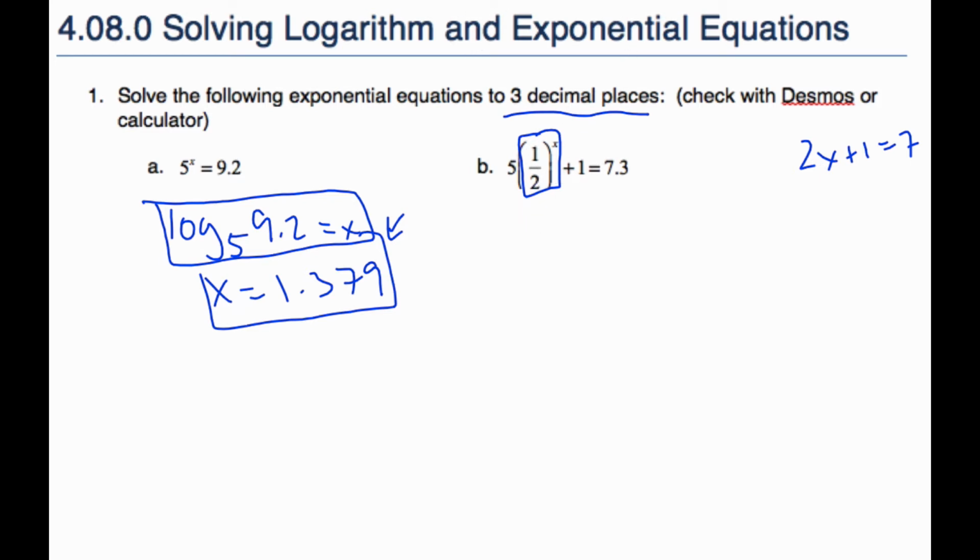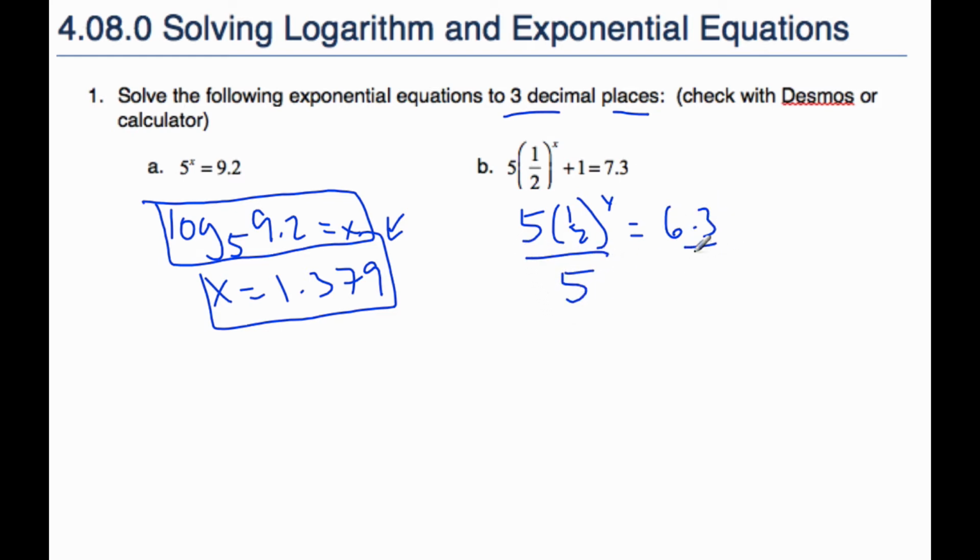So in order to do that, I am going to subtract 1 from both sides. So it's 5 times 1/2 to the x. Subtracting 1 gives me 6.3. And then I'm going to divide both sides by 5. And so it's 1/2 to the x is equal to 6.3 over 5.